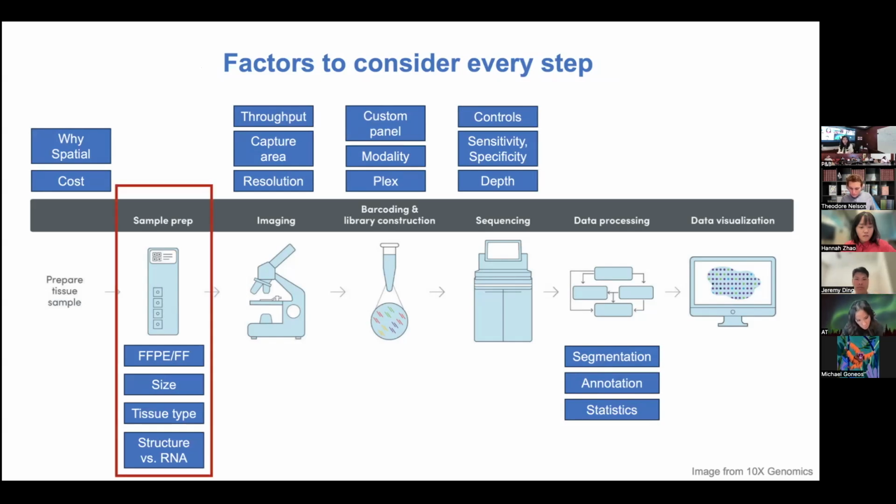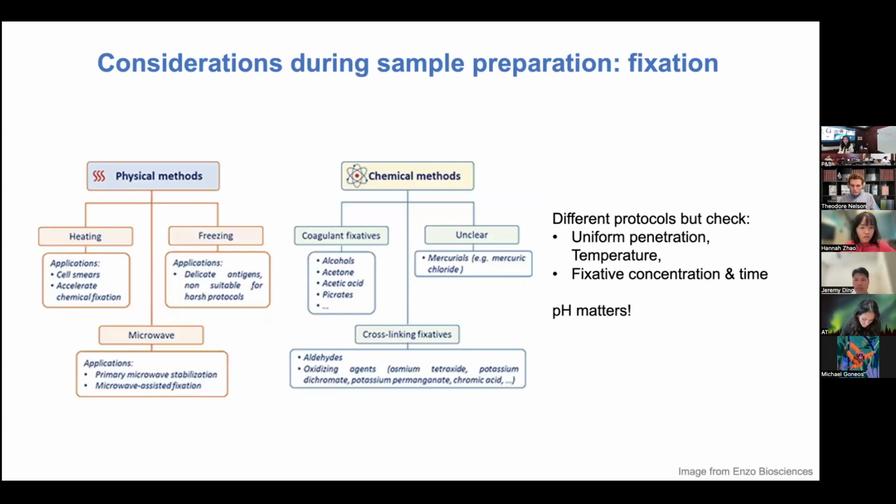So starting with the sample prep itself, you already have specific samples that you're interested in, but there are still a lot of questions. Are you getting the samples from a biobank, or from your own experiments? If so, what kind of preservation method was used, how big are they, how big should you go for any imaging, what are the tissue types, and also, more importantly, is the structure more important or RNA quality more important to you? So the first step is to save your samples, like fixation.